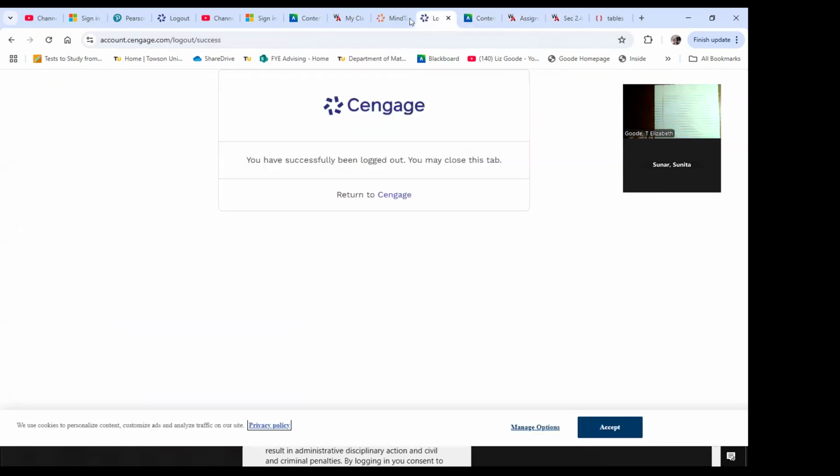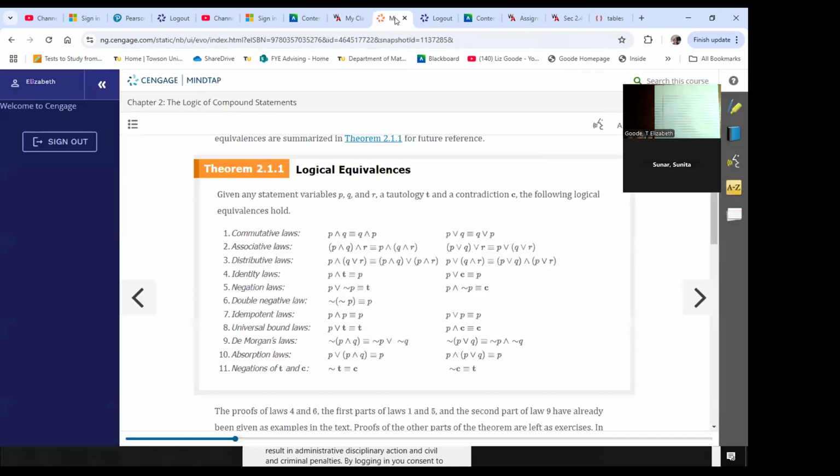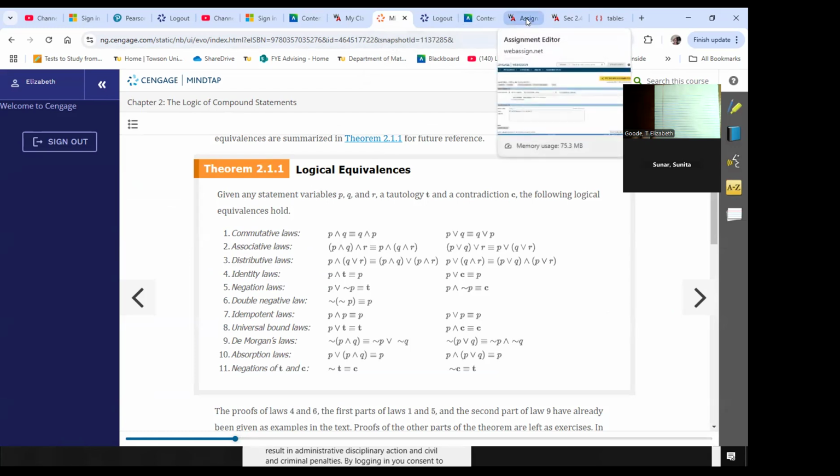I'm looking for the content. There we go. You kind of have to use two screens so that you can see the laws of logical equivalences. But we can go back and forth from WebAssign to this table of logical equivalences, and let's see if we can figure it out, okay?